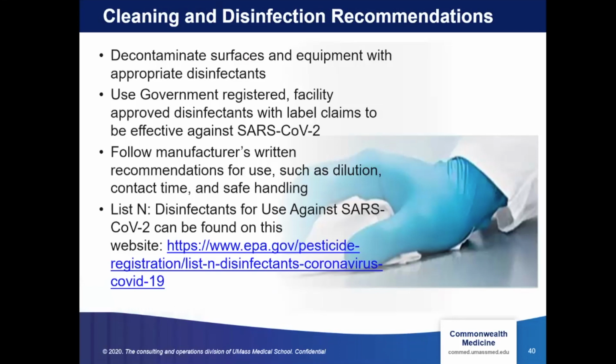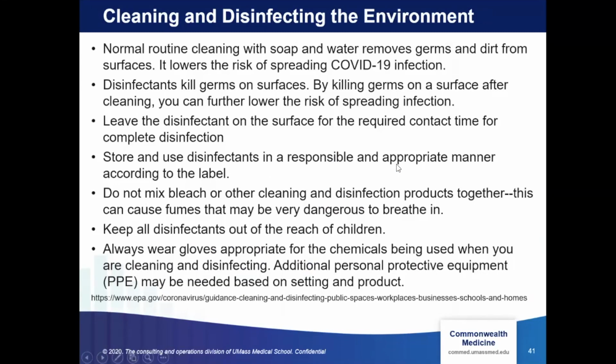If it's got any kind of body fluids or secretions on it, you have to clean that up first before you then use a disinfectant. So you want to decontaminate it with the appropriate disinfectants. And there is a list on this EPA.gov, the pesticide registration list, that you can look up and see if your product is on that list. And that has an approved label claim effective against SARS-CoV-2. Normal routine cleaning with soap and water should be done first if there's germs and dirt on the surfaces that you want to remove. Sometimes it's just basic dirt that we'll see. Other times it is secretions or excretions. So that's going to lower the risk of spreading COVID-19 infection.